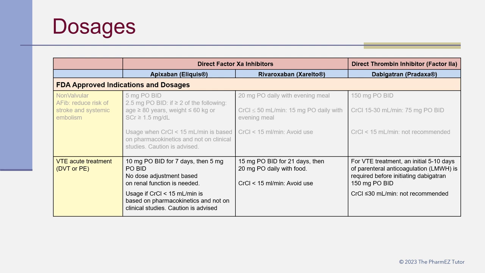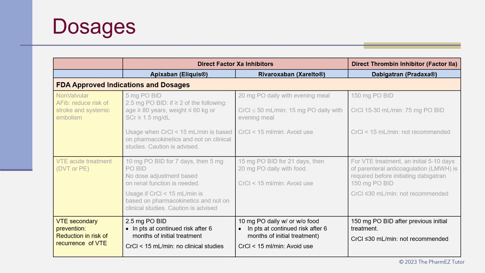For dabigatran, for VTE treatment, an initial 5 to 10 days of parenteral anticoagulation, low molecular weight heparin, is required before initiating dabigatran. The dose is 150 mg BID. If the creatinine clearance is less than or equal to 30, the use of dabigatran is not recommended.